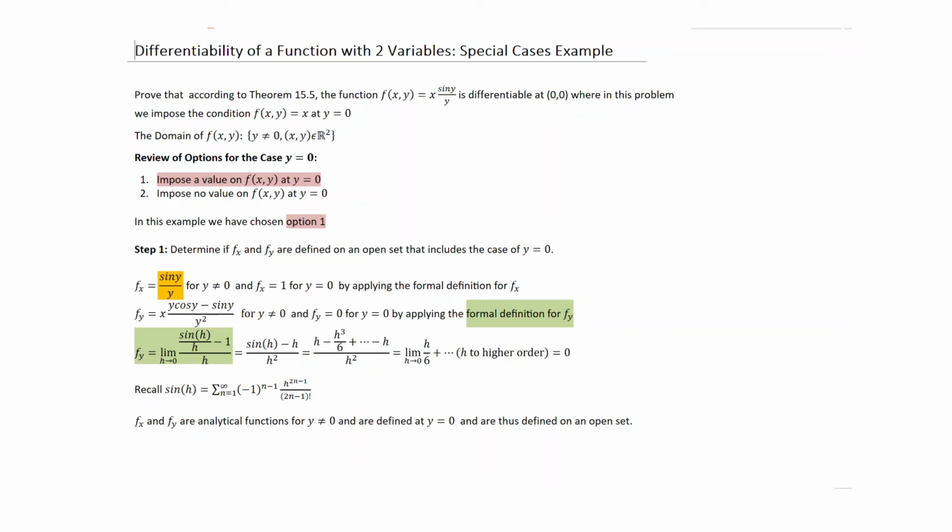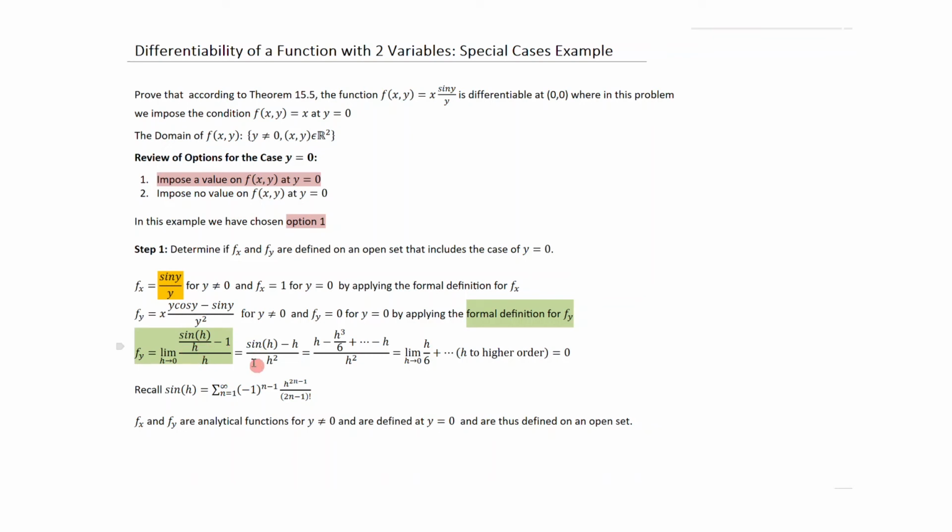Similarly for f_y, as long as we're not dealing with y equals 0, then essentially the function is well defined. Whereas for the case where y equals 0, we can again use the formal definition, and we can show that f_y equals 0 for y equals 0. I've shown here below, for example, the definition that we would use for computing f_y: (sin h / h minus 1) divided by h, with 1 being the function evaluated at (0, 0), which basically imposed the condition 1.